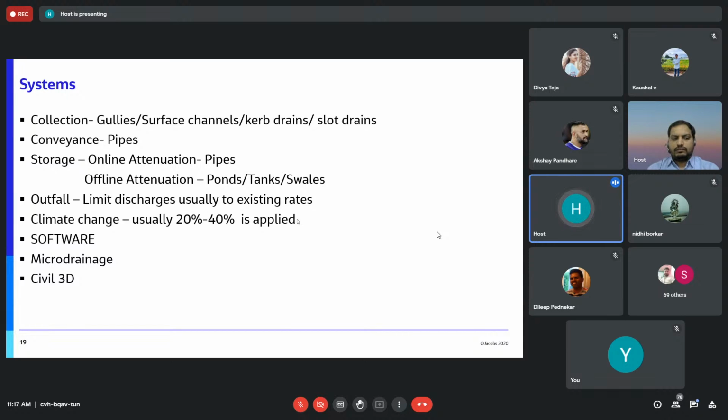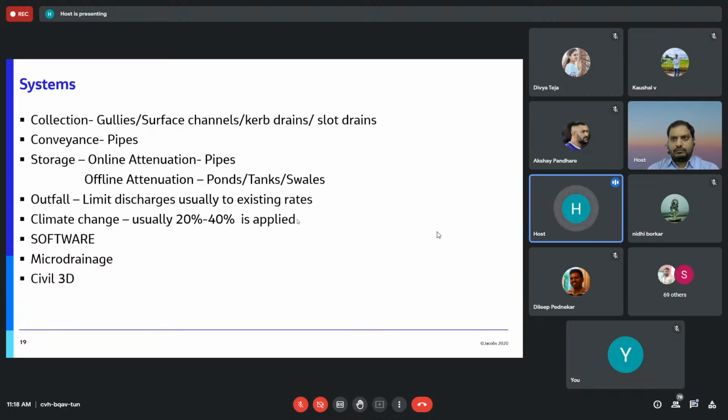The next is the conveyance. Conveyance, as you know, we will do through pipes. Usually pipes start at 150 diameter and can go up to 600 or 900 diameter. Storage, as I discussed before, can be done with two types of attenuation. One is you can store in pipes: you can install a flow control device in the manhole and have oversized pipes, in the range of 600 or 900 diameter, and store water in that. Or you can have offline attenuation, or SuDS features like ponds, tanks or swales, which can store the water.